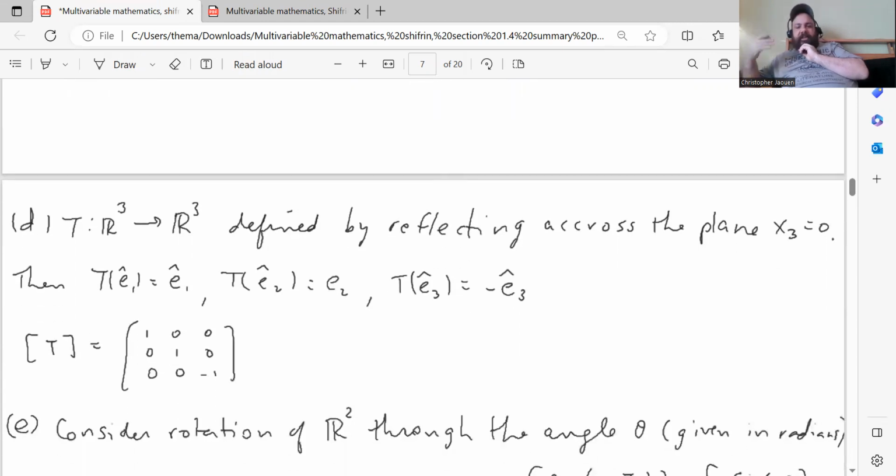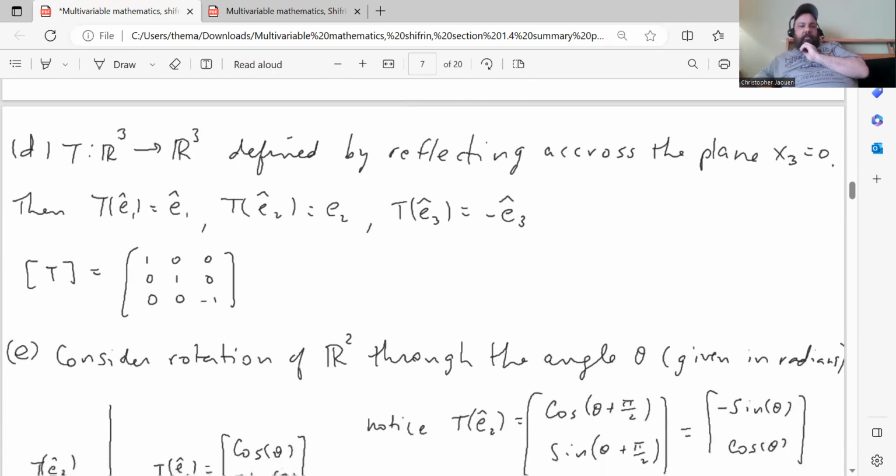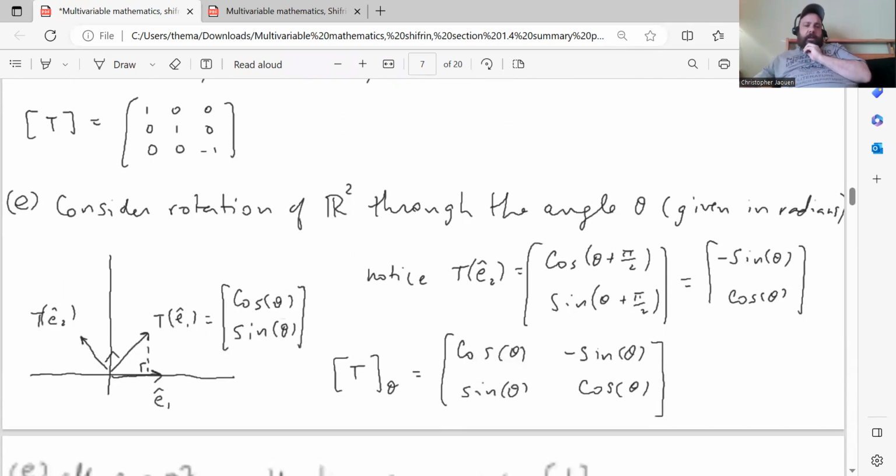Another example, there's a lot of examples that he shows here. So I don't want to spend too much time on any one of them because we'll be here forever. But example D, T from R3 to R3, defined by reflecting across the plane x3 equals 0. Again, you can just figure out what T does to the basis vectors. That gives you the matrix. So here the matrix for that transformation has components 1, 0, 0, 0, 1, 0, 0, 0, minus 1. Again, you can check that that's linear if you want to.